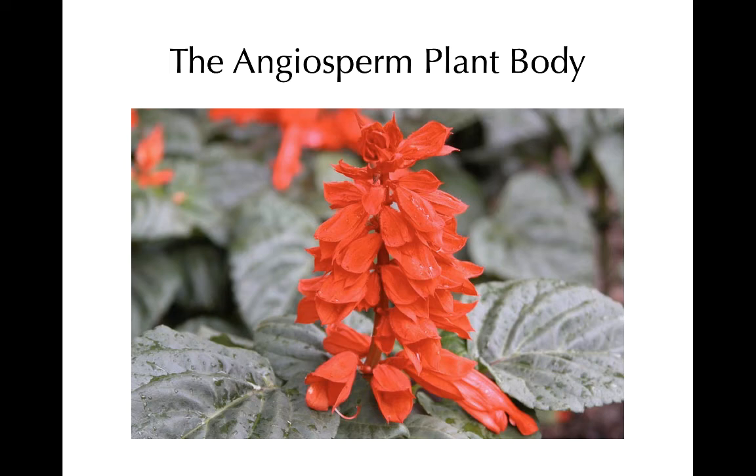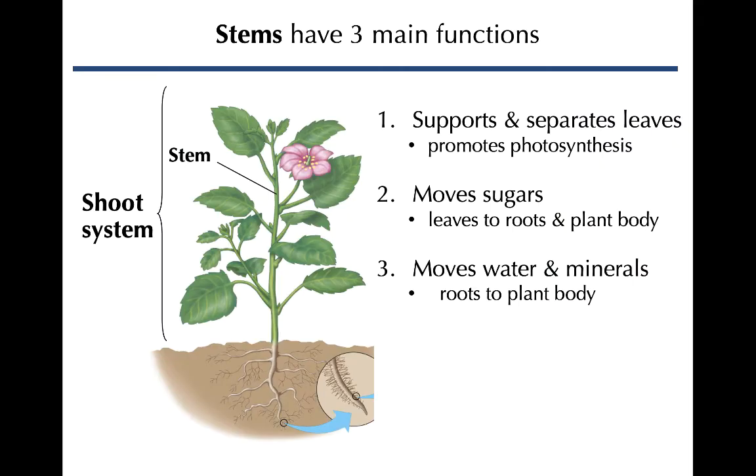This lecture is going to talk about the angiosperm plant body, specifically the structure and function of the stem part of the angiosperm. And remember, angiosperms are just flowering plants like the one you see here. Stems are part of the shoot organ system, and so the stem is an organ, and I'm splitting it into three main functions. So supporting and separating the leaves, which promotes photosynthesis.